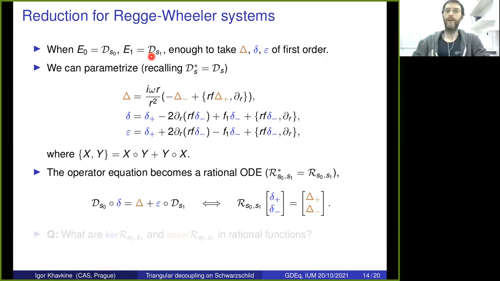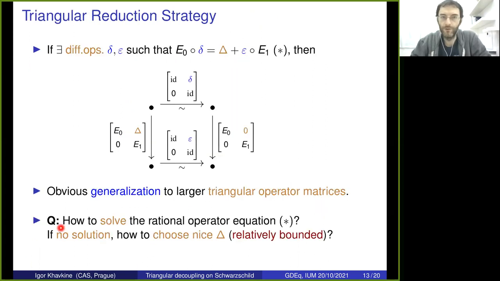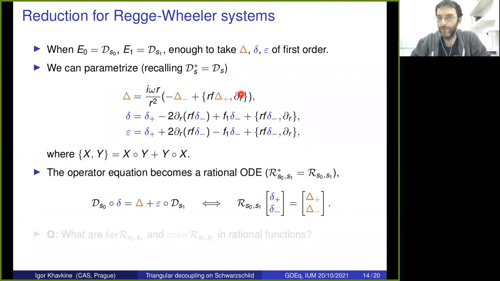Okay, so recall that these are second-order ordinary differential operators in the variable R. I won't go into details here, but I think it's not hard to believe that you can reduce the equation star to the case where the little delta, little epsilon, big delta are all at most first-order ordinary differential operators. Okay.